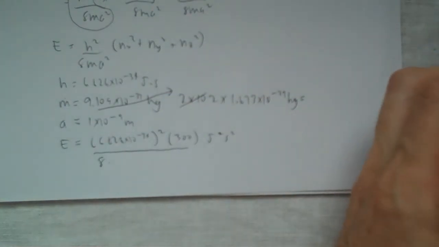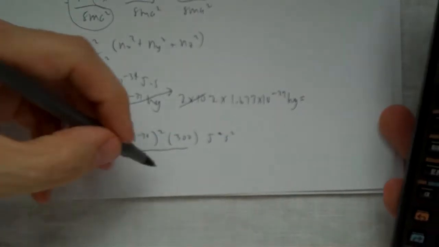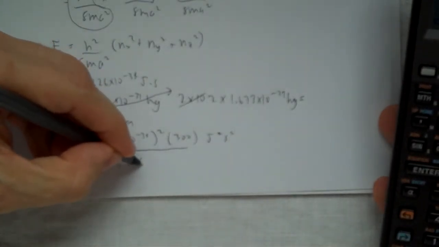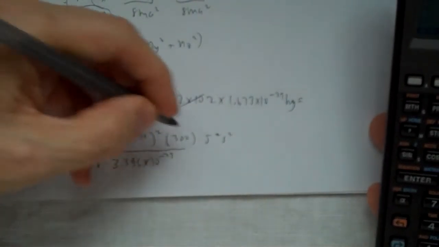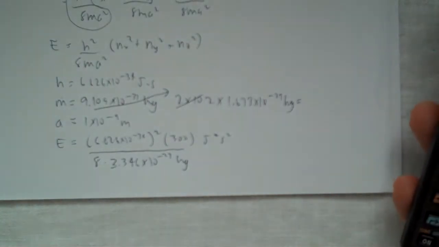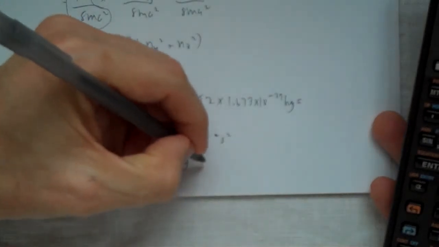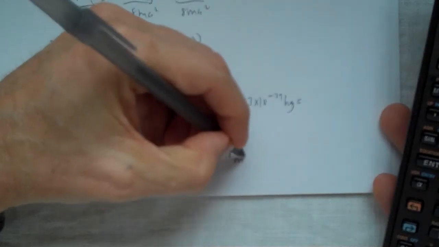This mass is 1.673 times 10 to the negative 27. Times 2 is 3.346. Oh yeah, times 10 to the negative 27 kilograms, times a squared, which is 1 times 10 to the negative 18th, right? Meters squared.